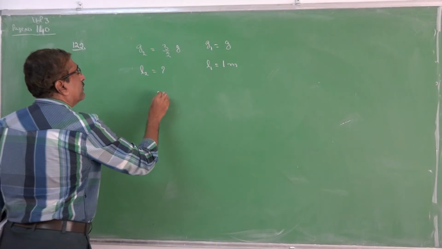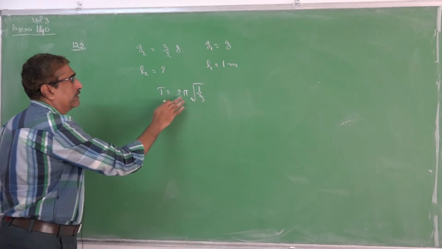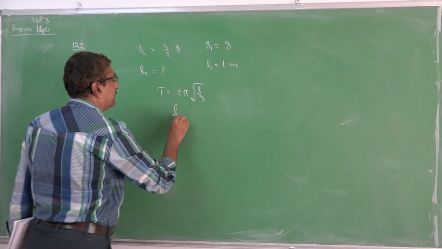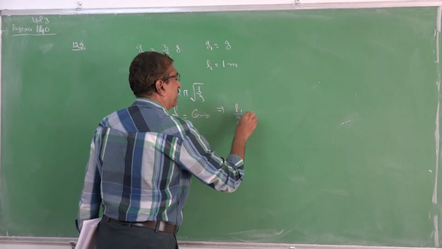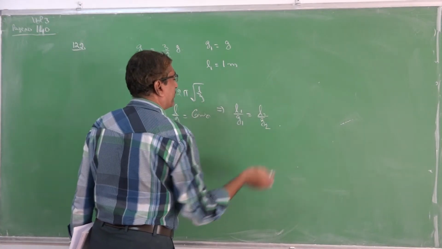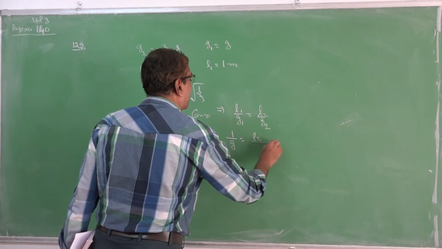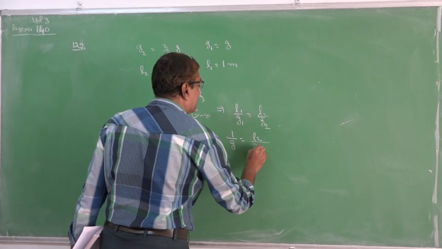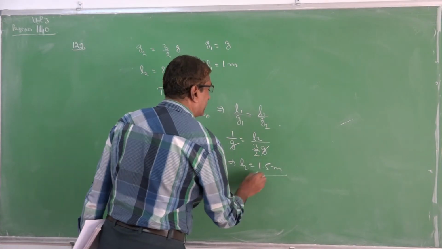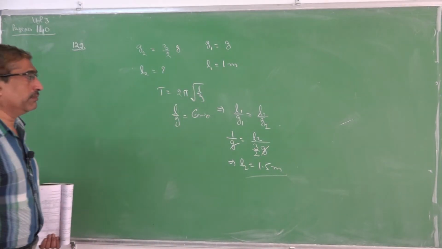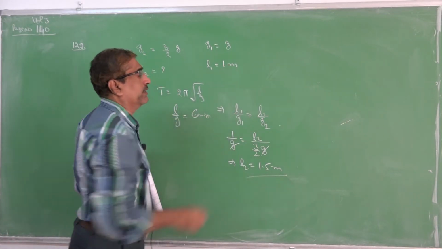So T is equal to 2 pi square root of L by g. As the time period remains constant, this whole term remains constant. That means L by g is constant. This implies L1 by g1 equals L2 by g2. As L1 is 1 meter, 1 by g is equal to L2 by 3 by 2 g. So L2 is equal to 1.5 meter. So the length of the seconds pendulum on that particular planet is 1.5 meter if the length of the pendulum on Earth is 1 meter.